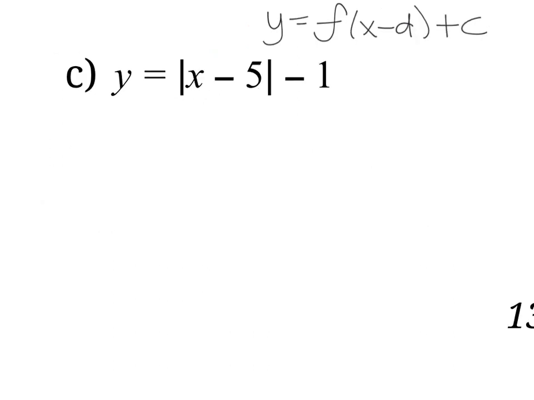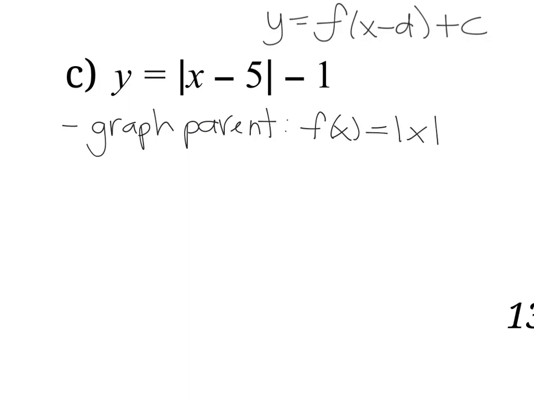And let's take a look at our last example. Let's figure out what this parent function is. We see these two absolute value signs, so we know the parent graph must be the absolute value function. So graph the parent, which is f of x is equal to the absolute value of x. And now we've got to figure out what is this 5 and what is this 1.